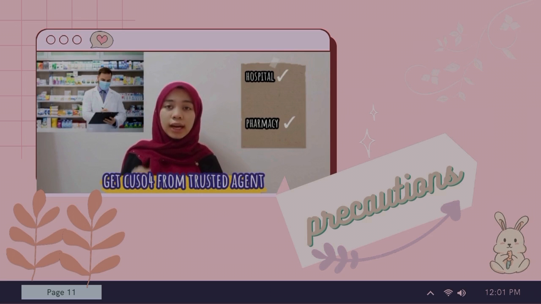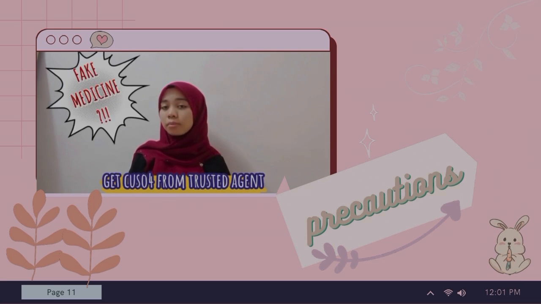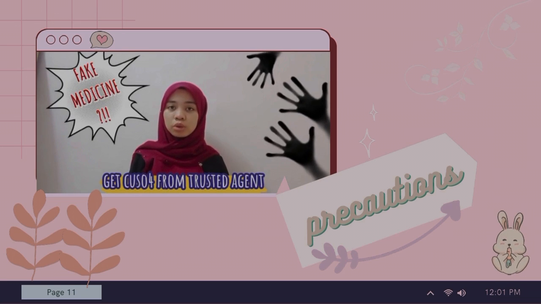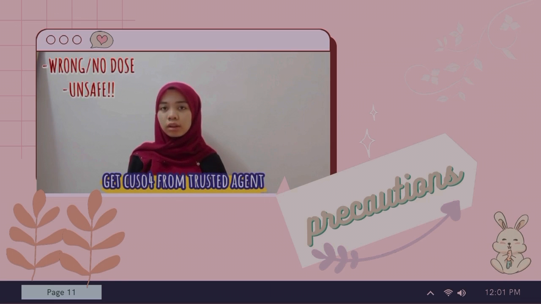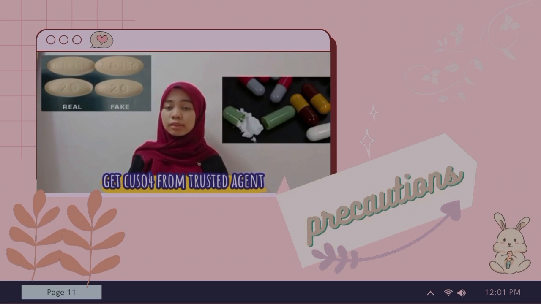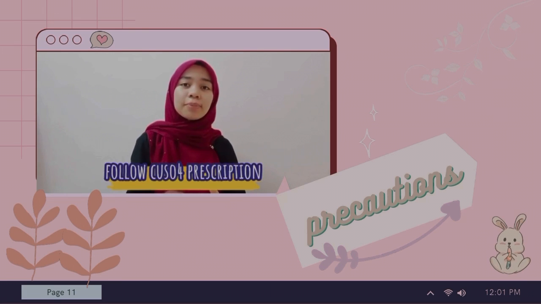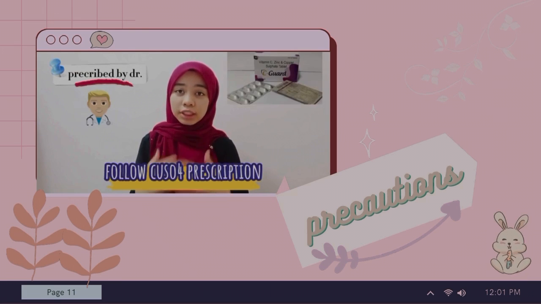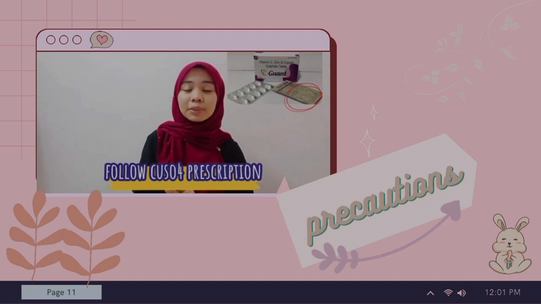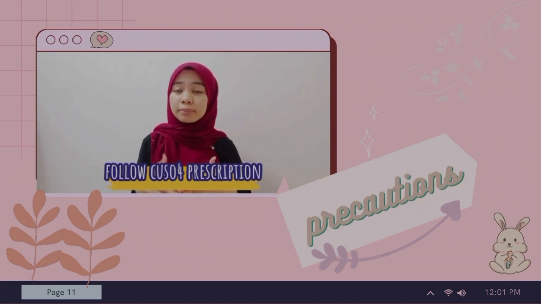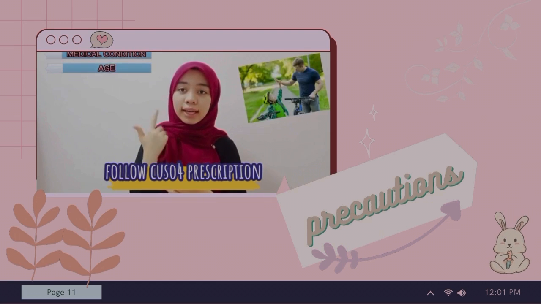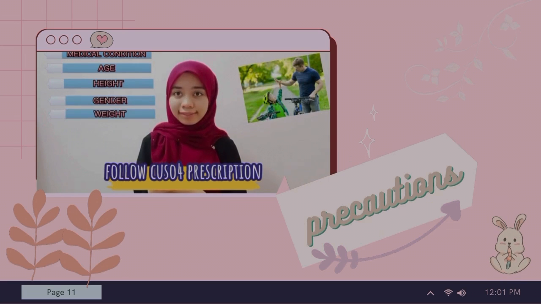This is because other sources may sell fake medicine. It can be the wrong dose or no dose of medicine at all, so it is very unsafe. They are usually packaged to look like the real thing. Lastly, take copper sulfate exactly as prescribed by the doctor. Follow the directions of the label carefully. The condition being treated is usually determined by other medical conditions, our age, height, gender, and also weight.